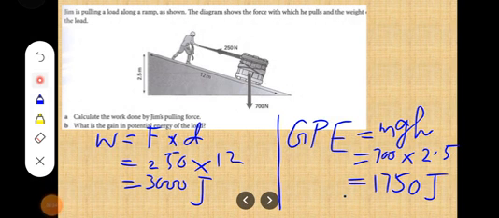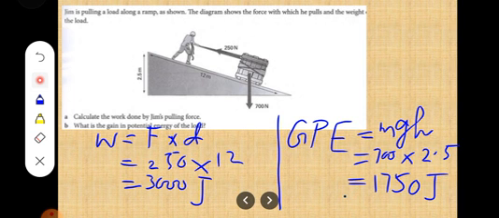So Jim is pulling a load along a ramp as shown, and the diagram shows the force with which he pulls the weight. He is pulling the weight with 250 Newton and the load is covering the distance of 12 meter. So what work will be done when he reaches this point? Work done, as we know, is the product of force applied, that is 250 Newton, and the distance covered in the direction of force, that is 12 meter. So both will be multiplied, force and distance, and the answer will be 3000 joule. So work done on the block is 3000 joule.